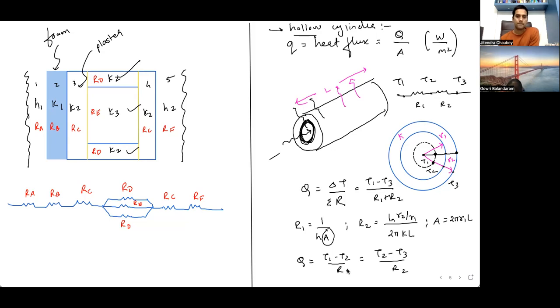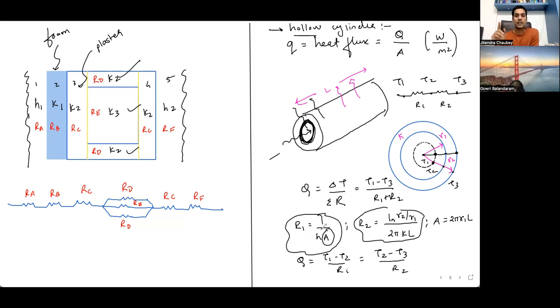So what's the formula for R2? It is log to the base e of R2 by R1 upon 2πK. It's a mathematical formula derived; there's a derivation for it. But it's for conduction only. Okay, I get it. R2 is for conduction and R1 is for convection. In convection, there will always be surface area.